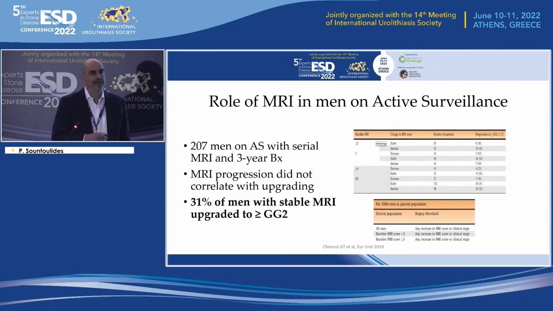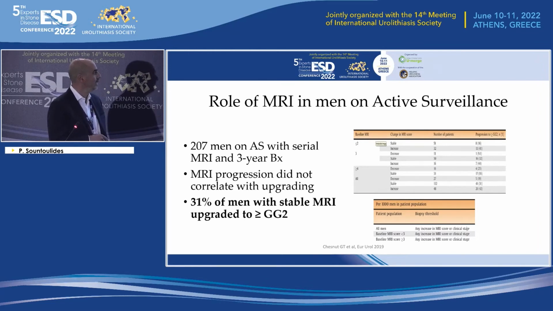Could MRI be of help? Can we rely on MRI to tell us which patient should stay on active surveillance? Studies have shown that this is not a very good idea. MRI is very helpful, but it's not a holy grail. As you can see in this presentation, with 207 patients on active surveillance with serial MRIs and biopsies, 1 out of 3 men with stable MRI findings was upgraded to Gleason grade group 2. So the MRI, let's say, misses 1 out of 3 patients.